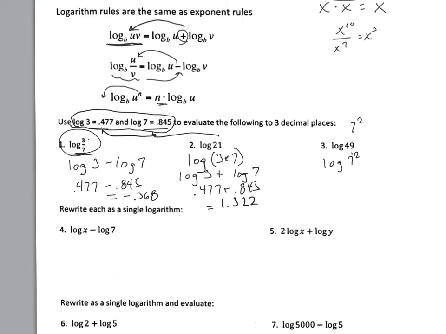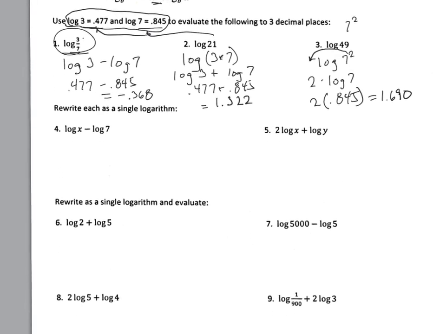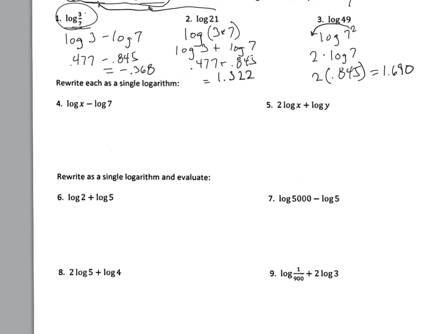So the power rule says, hey, you know what? Bring this power down out in front and multiply it. So this is 2 times the log of 7. Well, I know what the log of 7 is. The log of 7 is 0.845. And now we just take 2 times 0.845, and we get 1.690. So all we're really doing is manipulating these logarithms, just moving stuff around, right? So that's all this is.